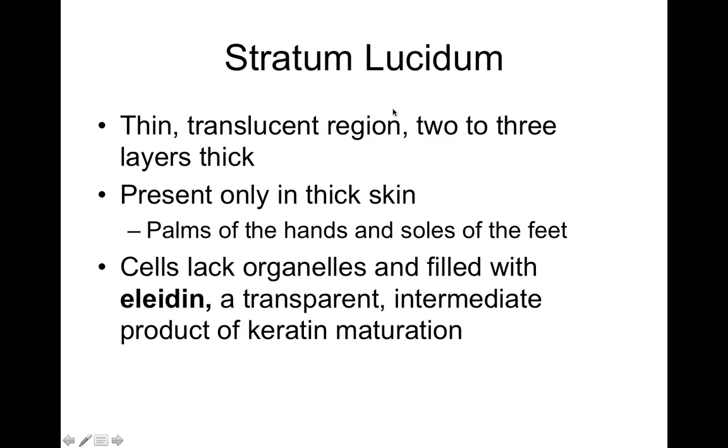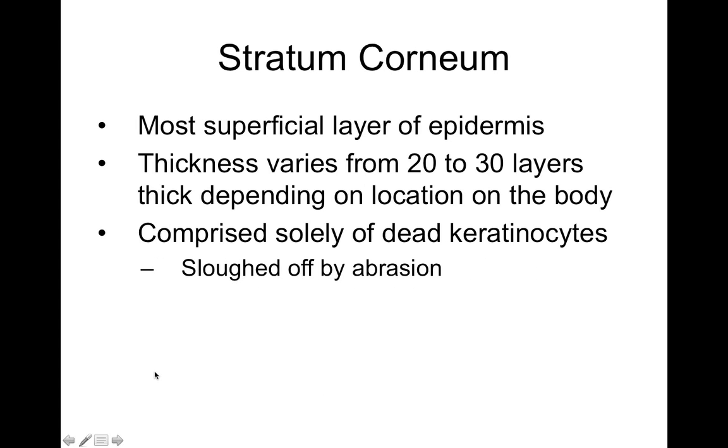Now, stratum lucidum you only find in thick skin. It's more of a translucent region, and these cells lack organelles. They're filled with eleidin, which is a transparent kind of protein keratin product. And then stratum corneum, it's the most superficial layer of the epidermis. It's going to be 20 to 30 cell layers thick, mostly dead keratinocytes, and it's sloughed off by abrasion.